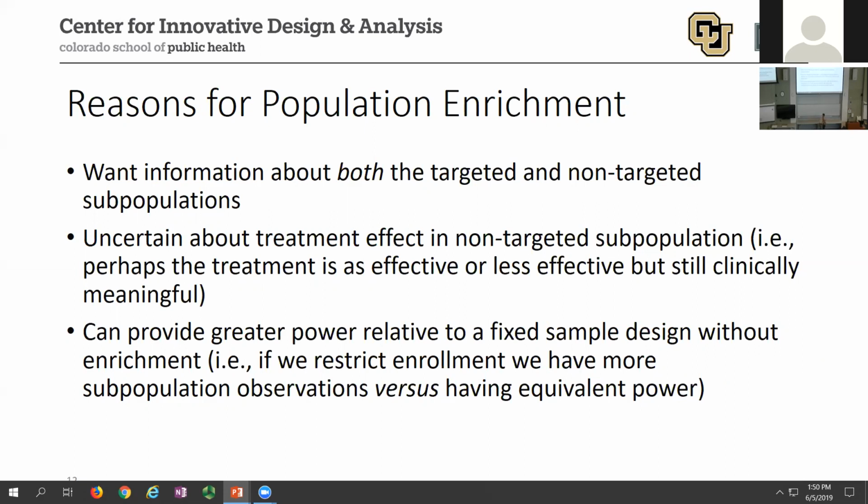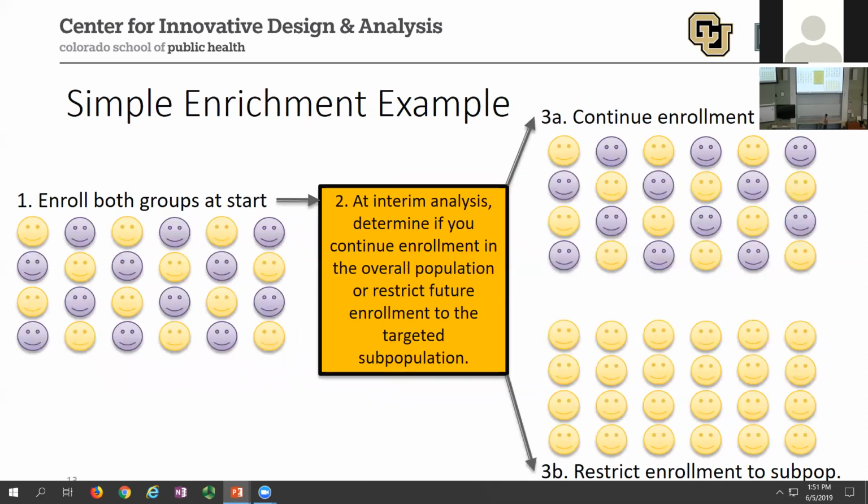We can also note a benefit of why people are attracted to these designs: there's the potential for greater power relative to a fixed sample design where we just enroll everyone without restricting to just the yellow smiley face subgroup. We can see this on our next page, where we see a very simple example of how this design might work and flow through the trial.